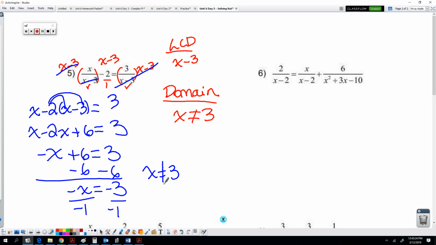It's an extraneous solution because if you plug that value in, it doesn't work in my original problem. So since x cannot equal 3, I have no other option, so that's why it is no solution.